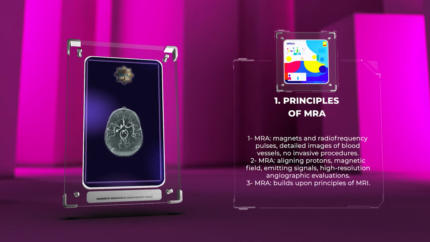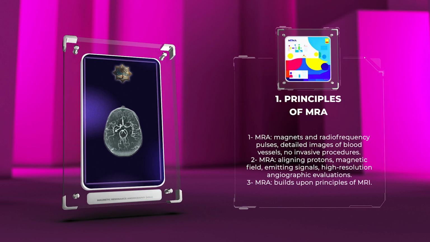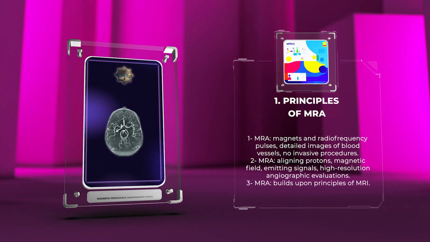MRA employs magnets and radiofrequency pulses to capture detailed images of blood vessels without invasive procedures. By aligning protons in the body with a magnetic field and emitting signals during resonance, MRA produces high-resolution angiographic evaluations. It builds upon the principles of MRI.